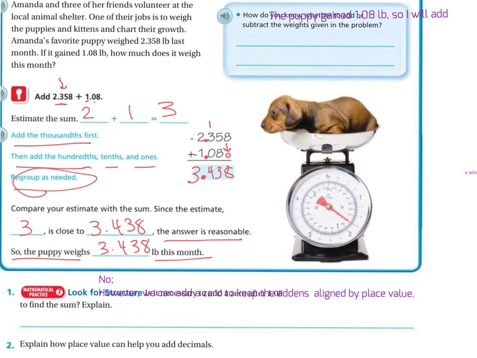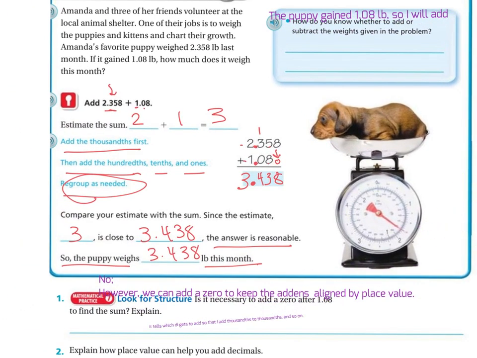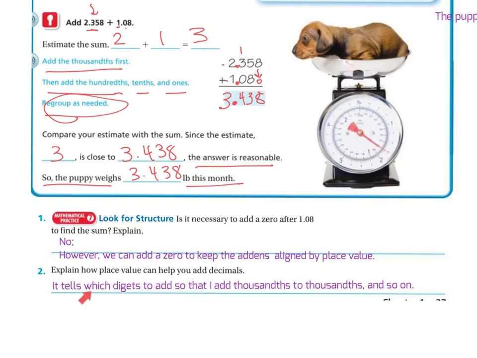Explain how place value can help you add decimals. Well, I talked about this already, but it tells which digits to add so that I add the thousandths to the thousandths and so on. We want to make sure that we're adding the thousandths to the thousandths, the hundredths to the hundredths, the tenths to the tenths, the ones to the ones place.